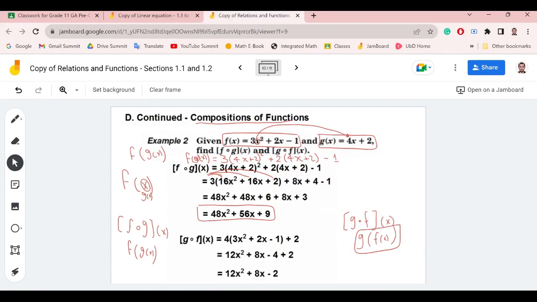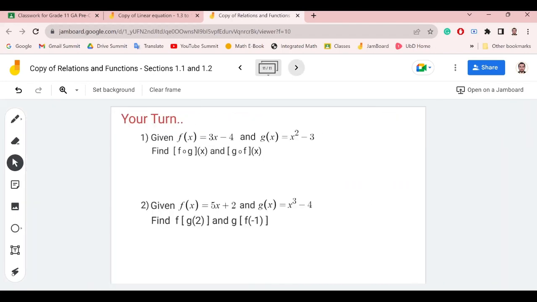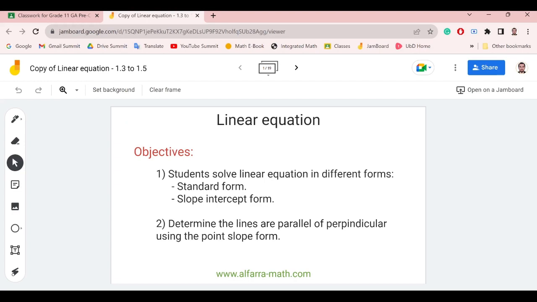Okay. Now, the last slide is just practicing. If you want to practice, you can practice at your home. Now let's go to the linear equation. We have two objectives that we need to achieve today. The first one is that students solve linear equations in different forms. Determine the parallel and perpendicular lines. This is a very easy lesson that you will find in your life.